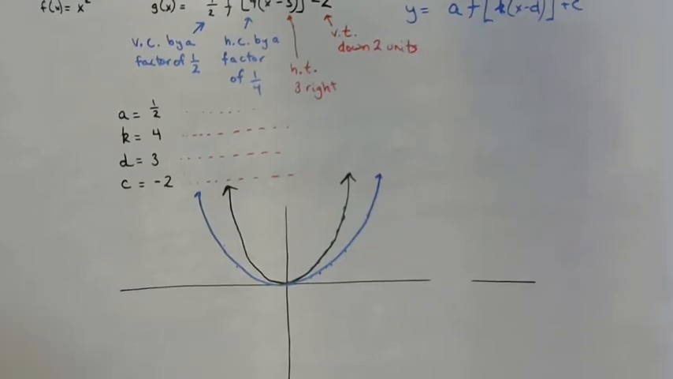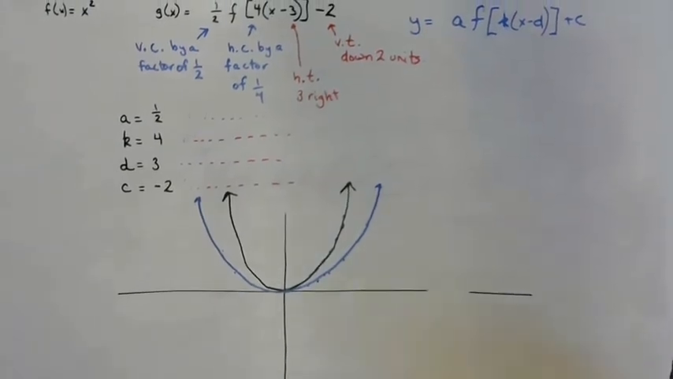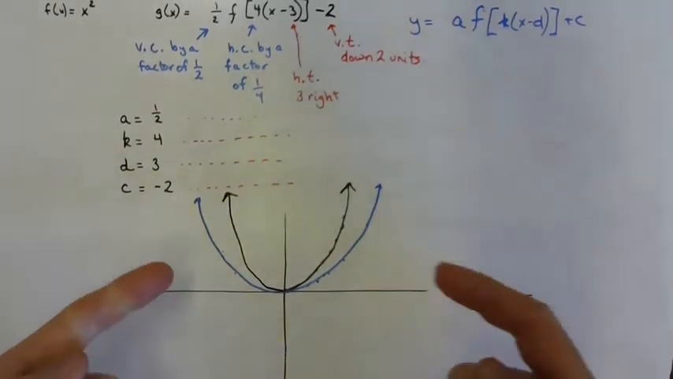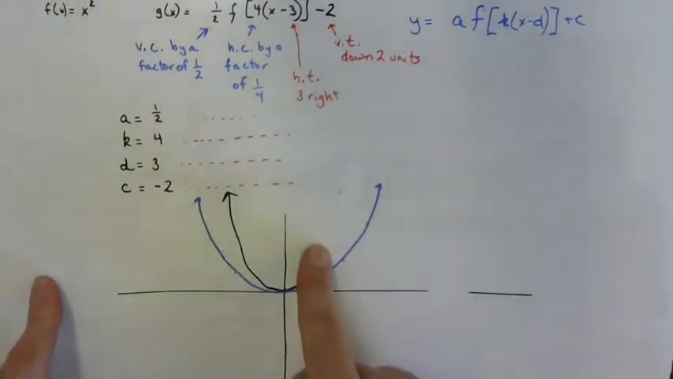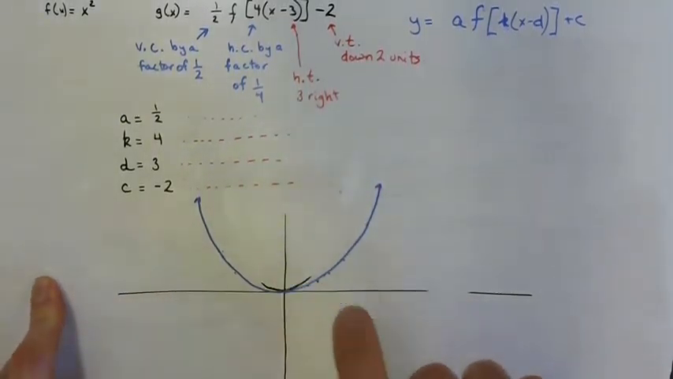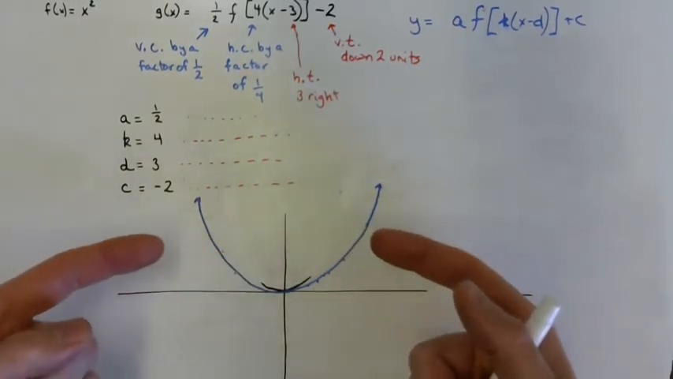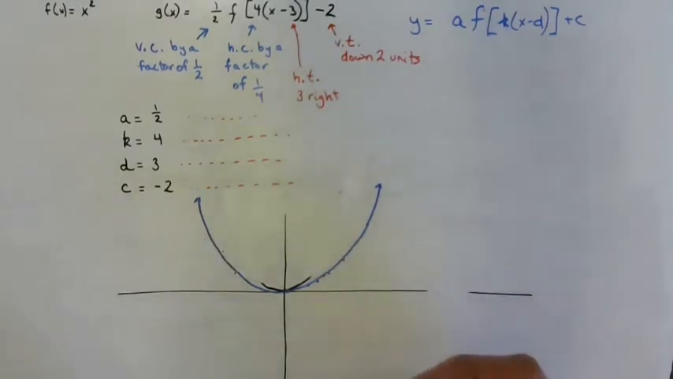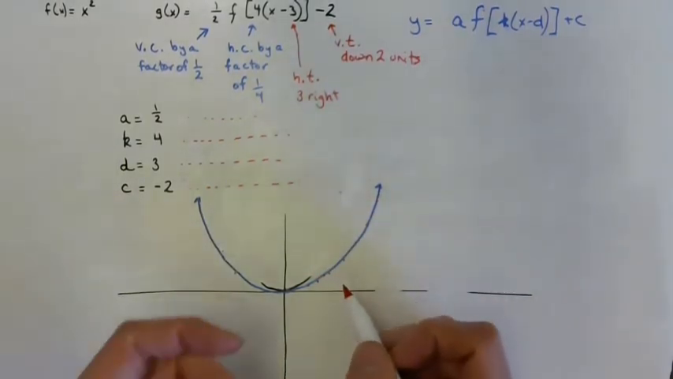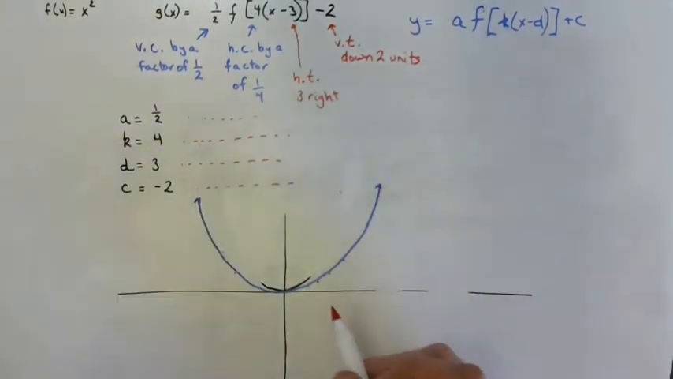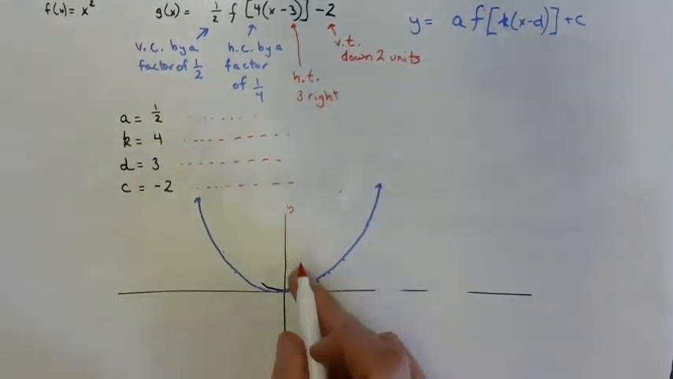From that blue one, by the way, you're going to probably want multiple colors as you're doing this, and you're going to want to draw pretty lightly. Now we're going to apply our horizontal compression by a factor of 1/4. That means this blue curve, I'm going to get my black curve out of the way. It's being compressed horizontally by a factor of 4. That means every single point along the curve is going to get pulled toward the y-axis by a factor of 1/4.